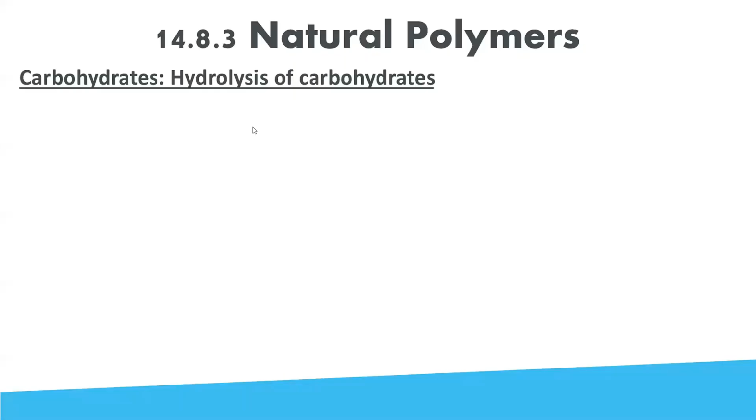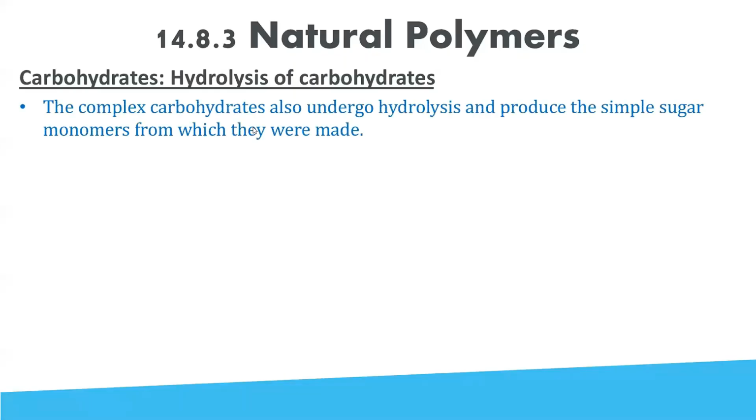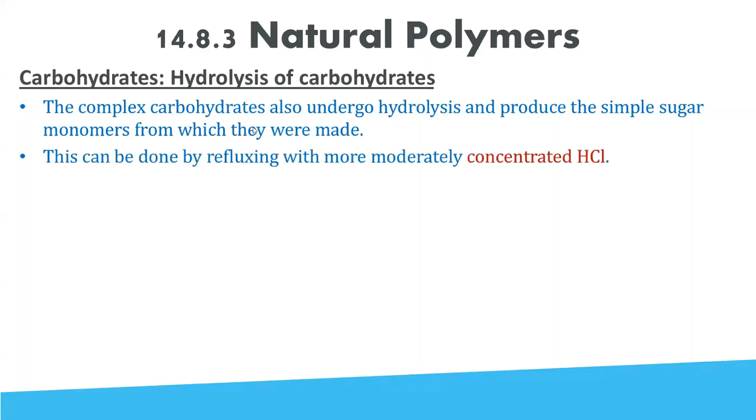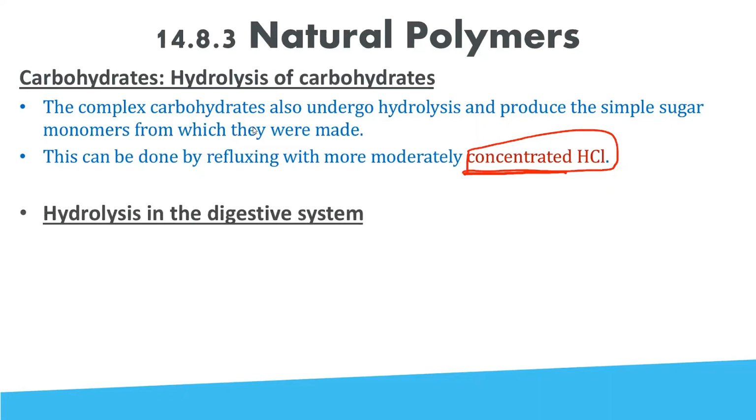Now, if you take the opposite process of polymerization, that will be hydrolysis of carbohydrates. So this means complex carbohydrates can undergo hydrolysis and produce simple sugar molecules as the monomers. This can be done by using concentrated hydrochloric acid. Make sure that you mention concentrated hydrochloric acid, it is very important. And we heat under reflux. Heat is also there as the condition.